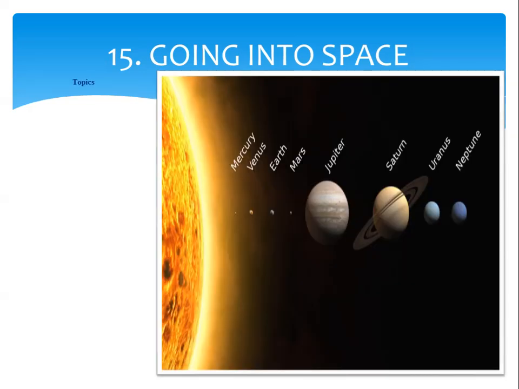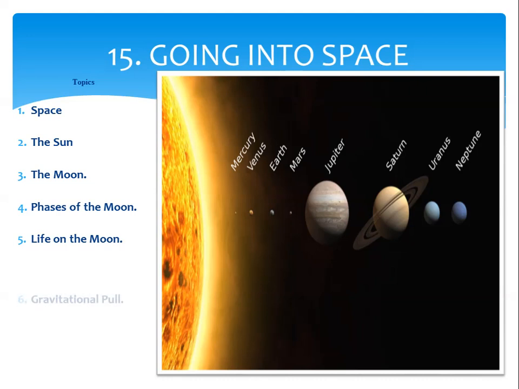The topics for this chapter are space, the sun, the moon, phases of the moon, life on the moon, gravitational pull, artificial satellites, the stars, and the constellations. So let's start with our first topic, space.